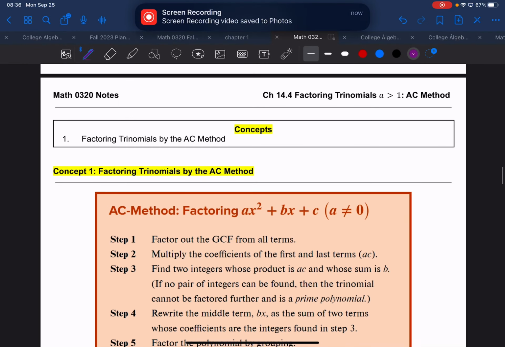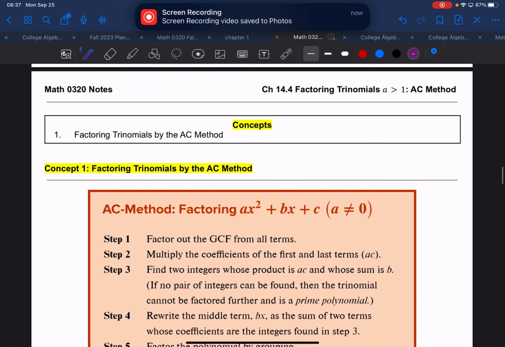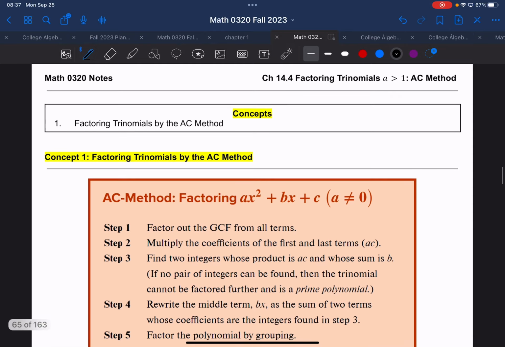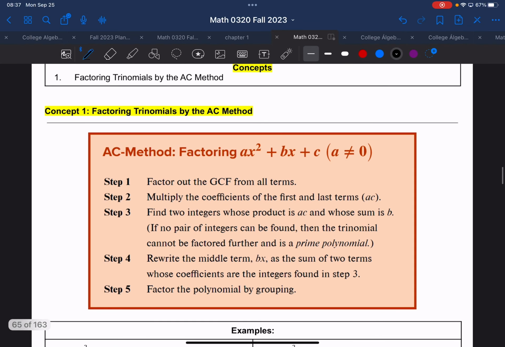So with this method, this is something that we've already seen when we did factor by grouping practice in the past couple notes. This is the method that most everyone uses. This is the easier way. Okay. So this is chapter 4.4, factoring trinomials when a is greater than 1, and this is using the AC method. Okay. So here are the steps of the AC method.